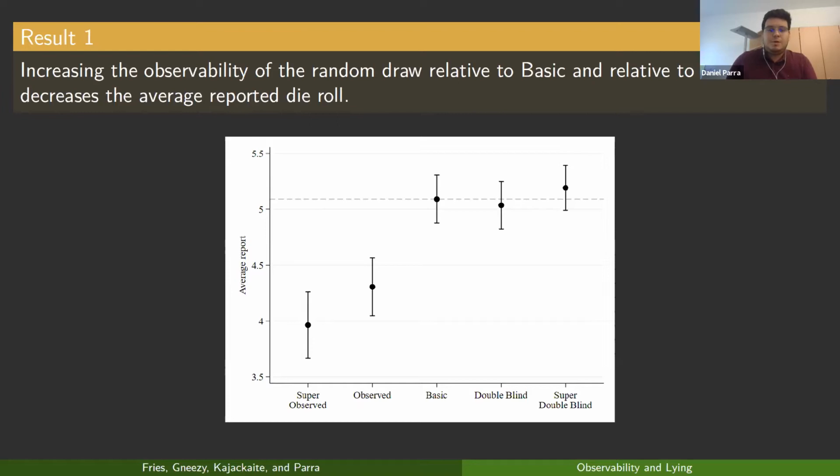And yeah, what is on your y-axis again? Sorry, what does your y-axis show again? Average report. Average report of die rolls. Yes? Okay.